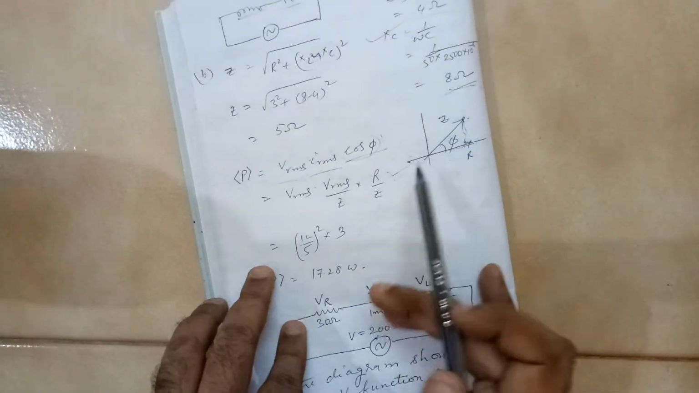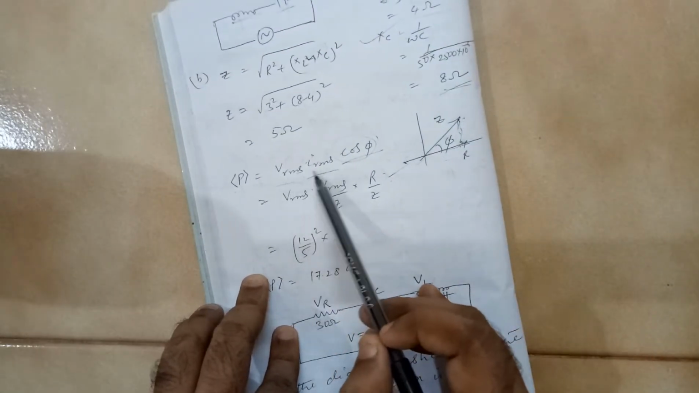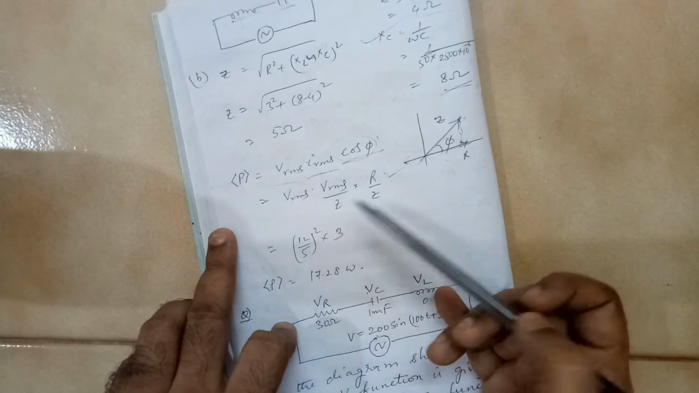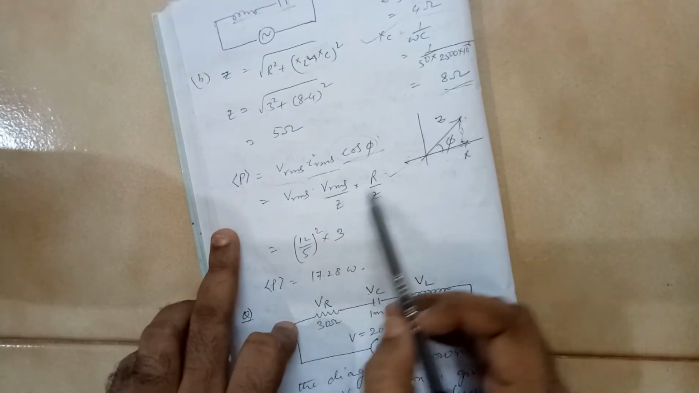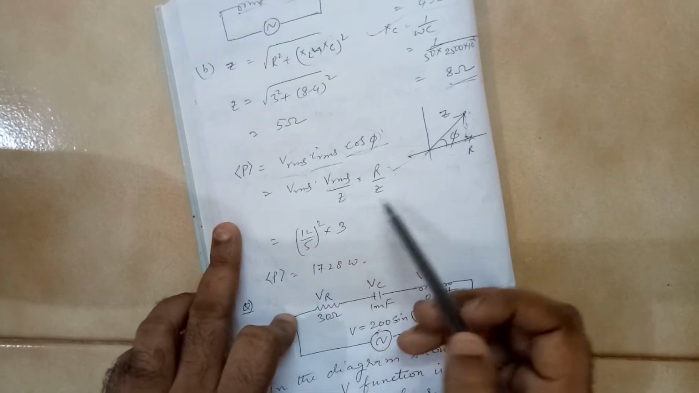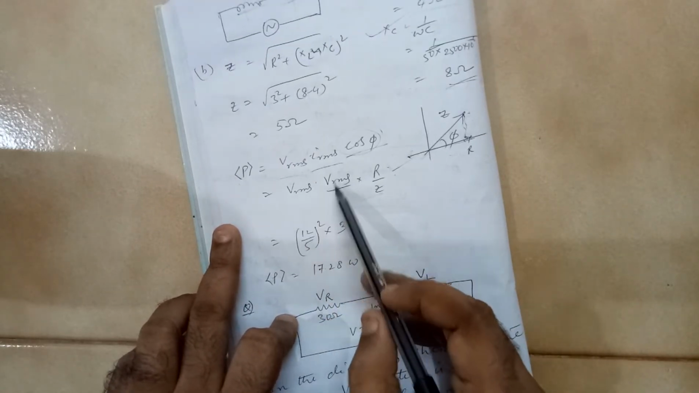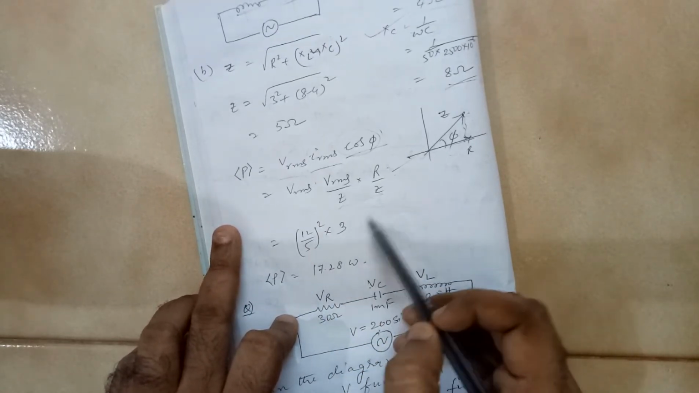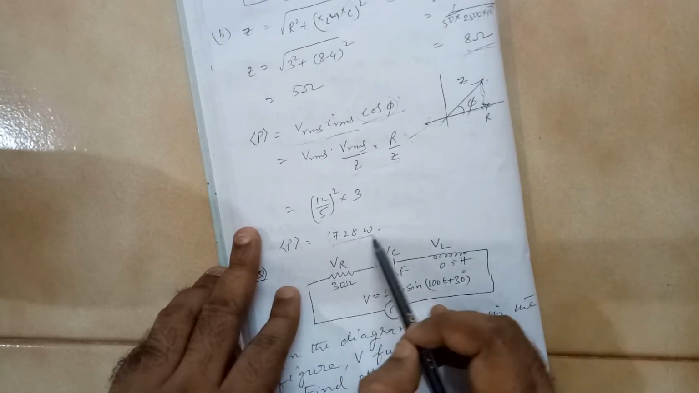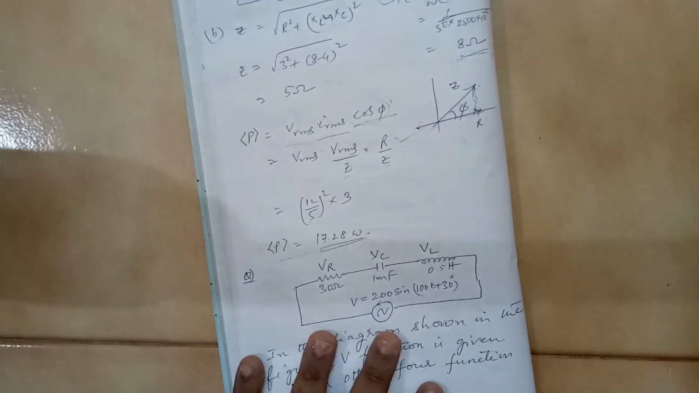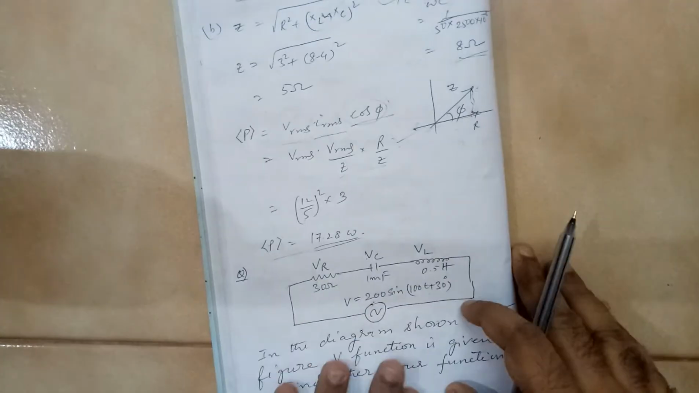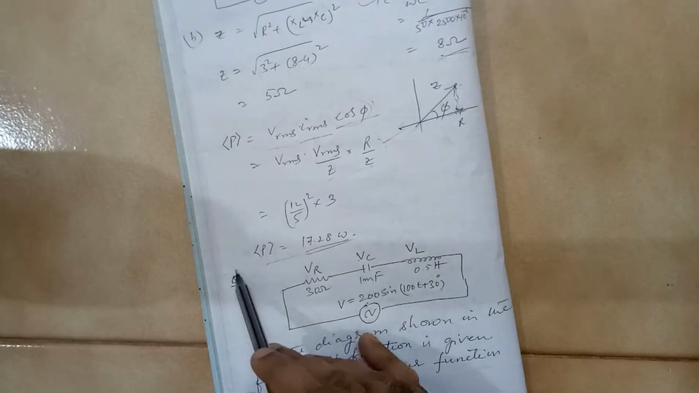So here, Irms can be written as voltage by resistance. Impedance is kind of a resistance only, no? So this will become V square by Z square into R, 3, 12 by 5. You are getting 17.28 watts. This is the average power. Okay, let's move to the next one.